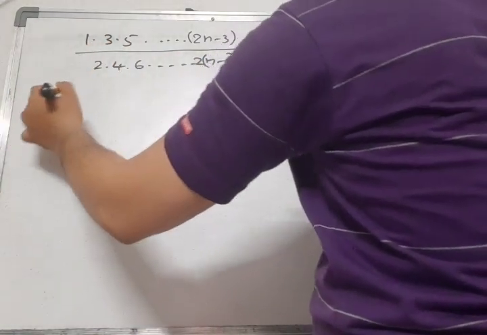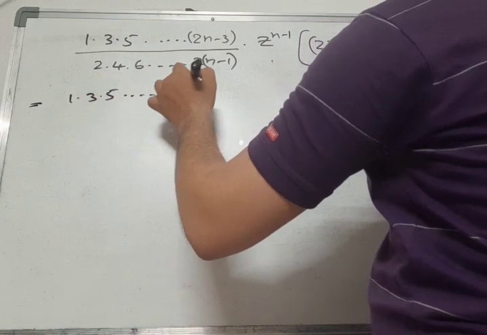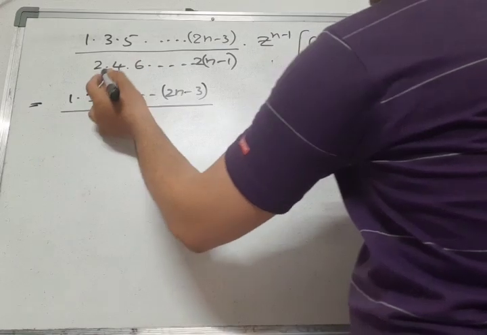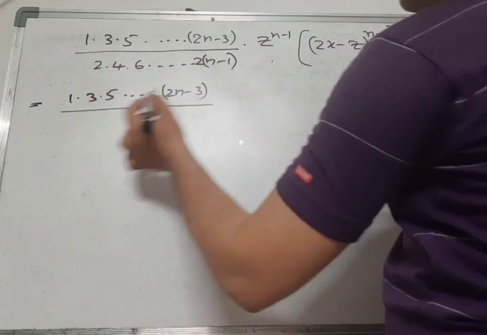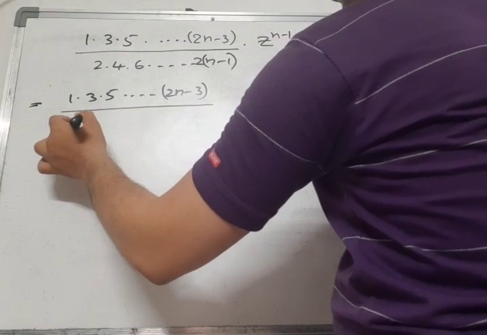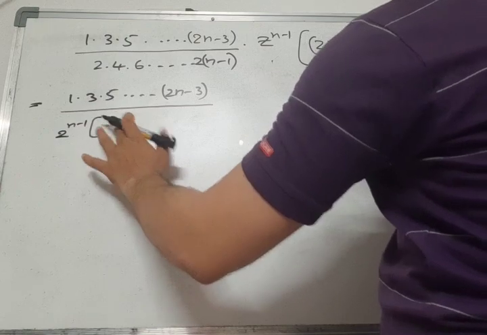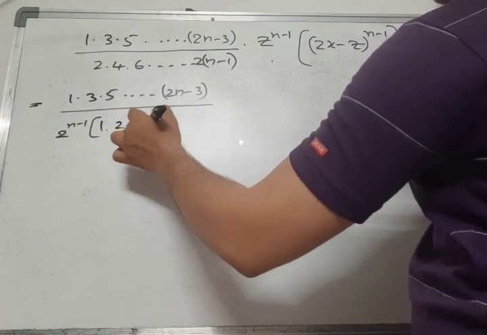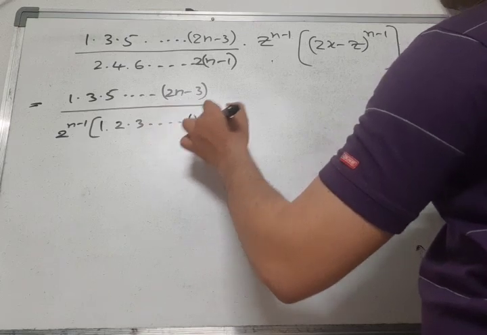So this is equal to 1 into 3 into 5 into so on, 2n minus 3, upon, to take 2 common, how many times you will get 2 common? n minus 1 times. So 2 to the power of n minus 1 common of, what do we get here? Here first term you take common, 2 commons, 1 into 2 into 3 into and so on up to n minus 1 you will get.